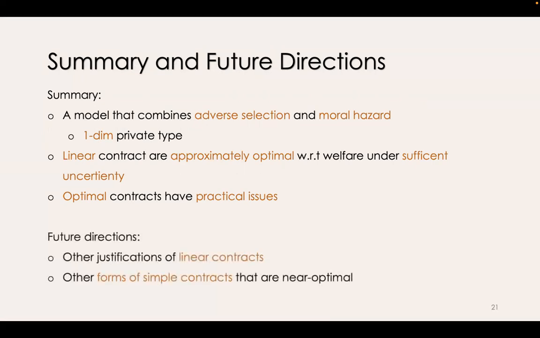There are obviously many interesting questions here we have yet to understand. Some include finding other justifications for linear contracts in different models or besides max-min optimality or approximation, and also finding other forms of simple contracts that are close to optimal.